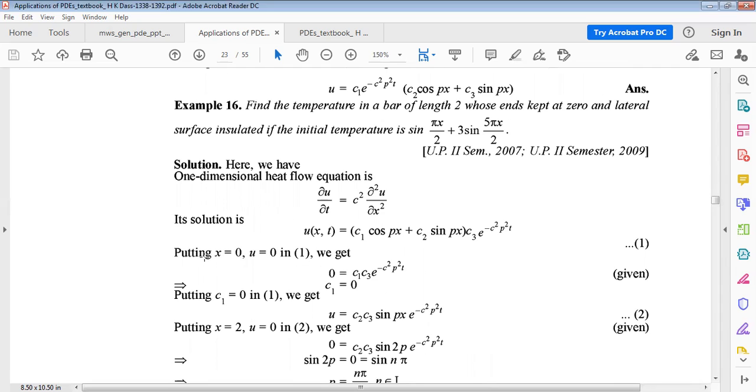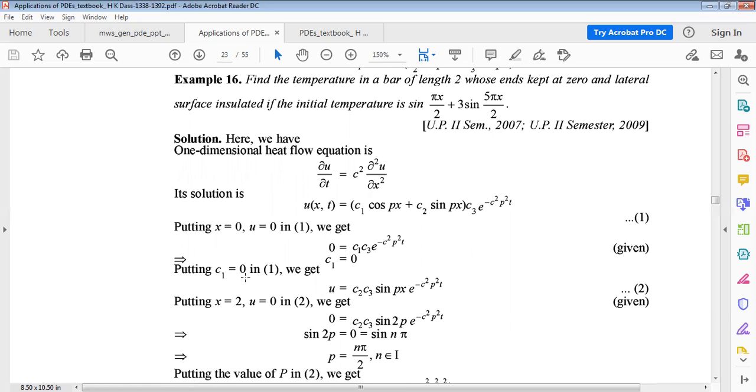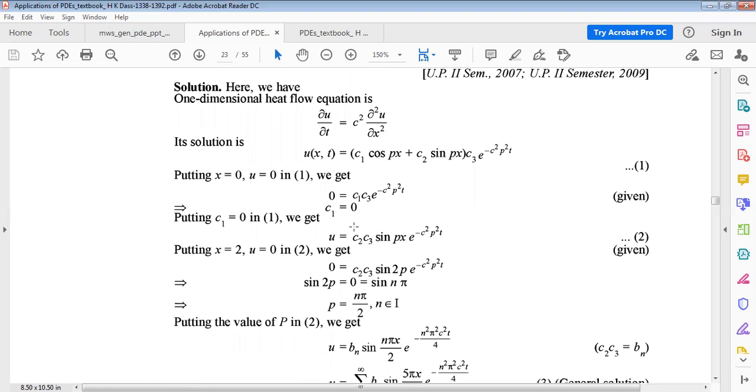Now putting x equals 0, u equals 0 in equation 1. Why? Because the ends are kept at 0, so x equals 0 and u equals 0. Putting this here, we get C1 equals 0. Now putting C1 equals 0 in equation 1, we get C2 into this. So u equals this.